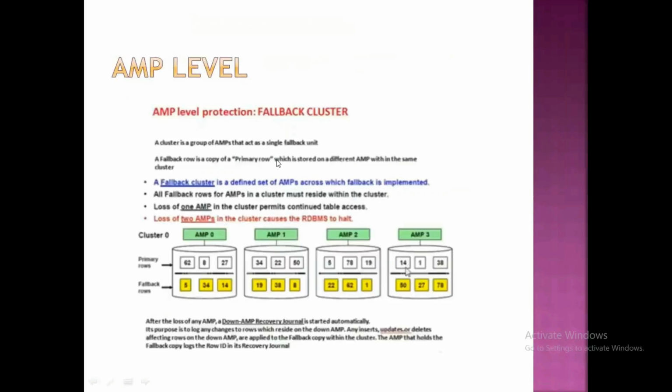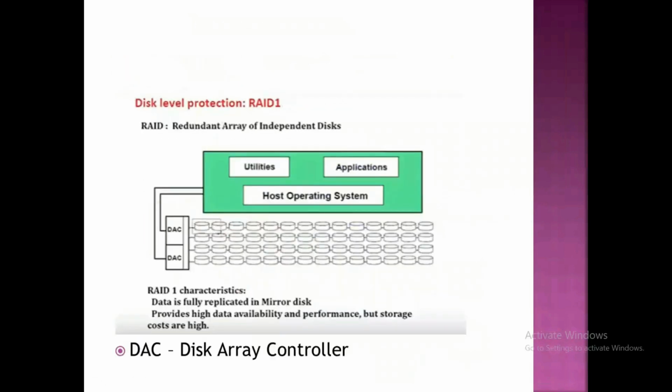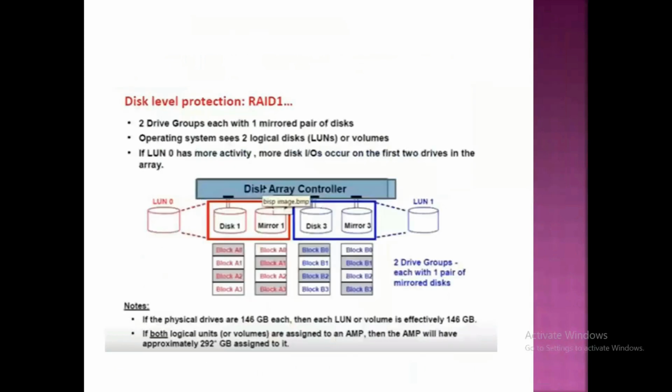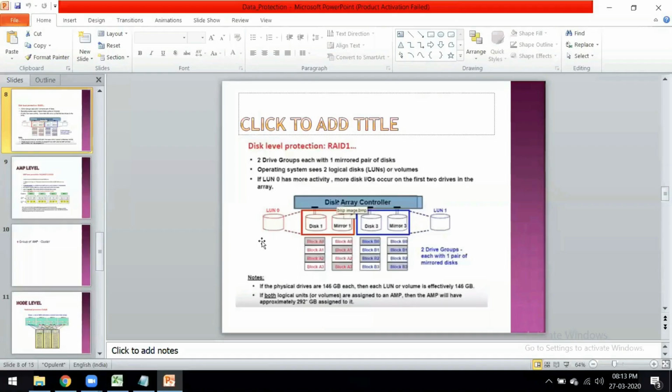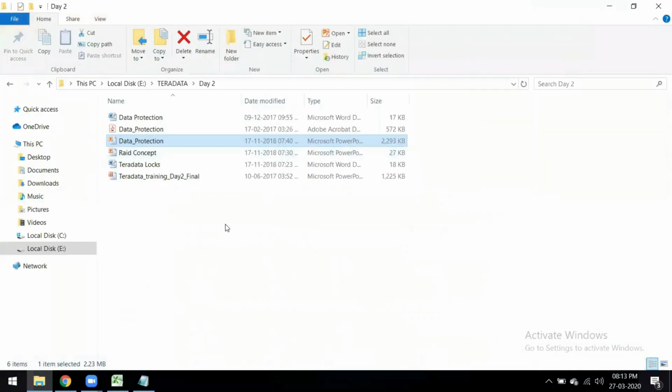Here we have seen that at the disk level it's called RAID, at the AMP level it is called fallback, and at the node level we call it clique. Okay, this is the data protection in Teradata. Got it? Sometimes in the interview they might ask about this concept.